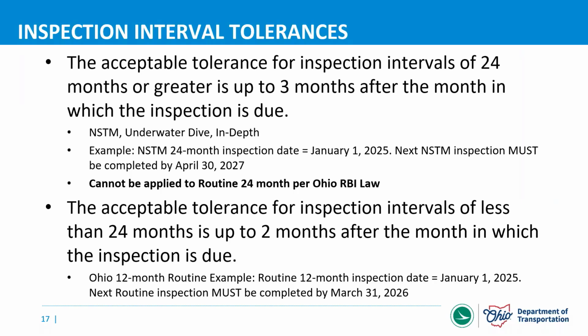Now for less than 24-month tolerances, so what could apply to this? Ohio 12-month routine, 12-month NSTM, you have 2 months after the month in which the inspection is due. So using the same example, January 1st, 2025 is the routine 12-month inspection date. The next routine inspection must be completed by March 31st, 2026. So how do we get there? You get that whole month of January for the month in which the inspection was done, plus 2 months. So January and then February, March, end of March, March 31st, 2026.